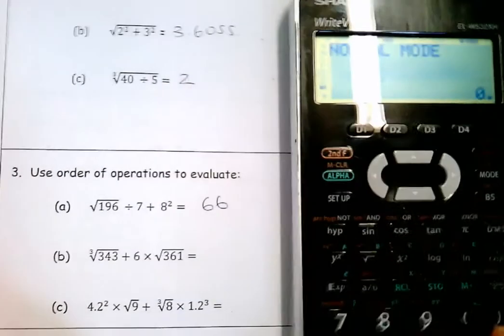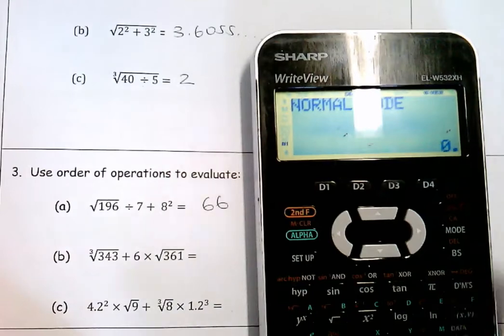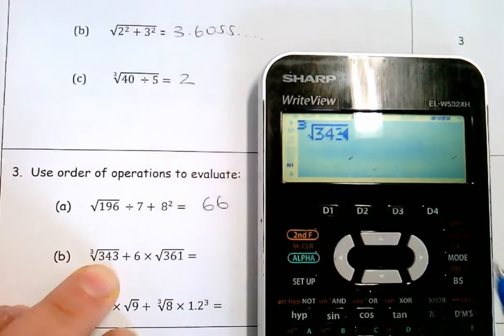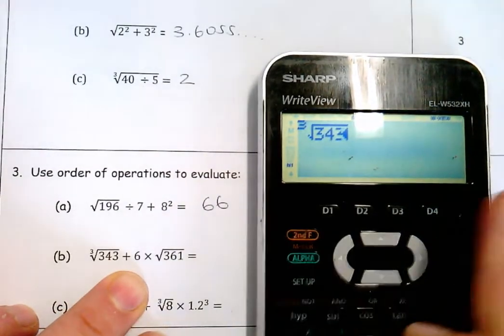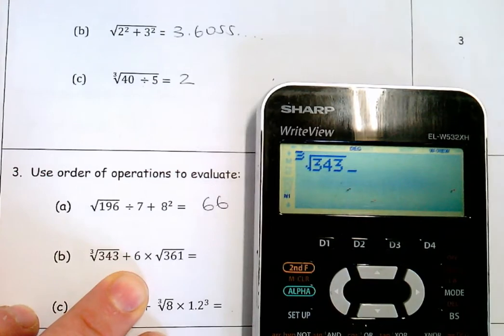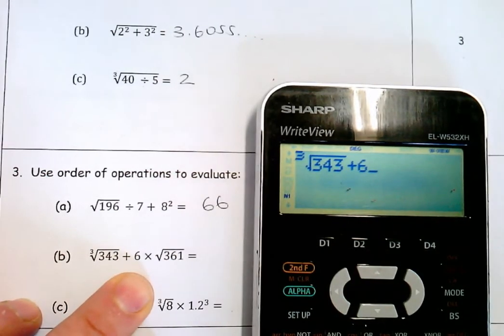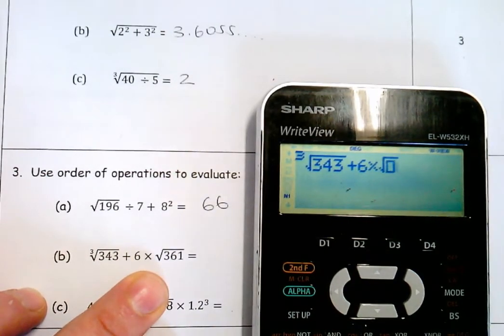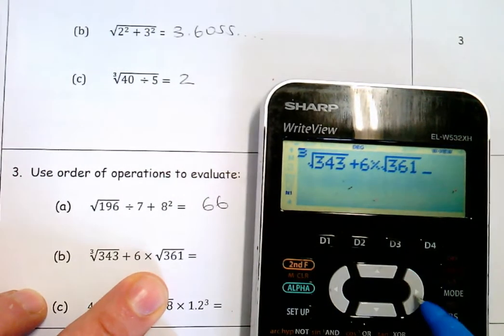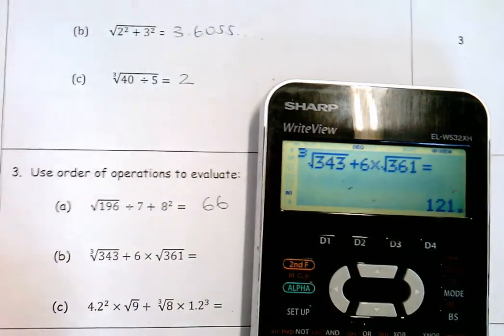Make sure you cancel between each question. With the next one, cubed root of 343. I think you know where the cubed root button is now. 343. Now, you've got plus 6, but it's not under that sign, so you need to get out of it by pressing that white arrow. Then we go plus 6 and then times. You've got square root 361. If you want, you can press that white button to get out of the square root. Equals 121.